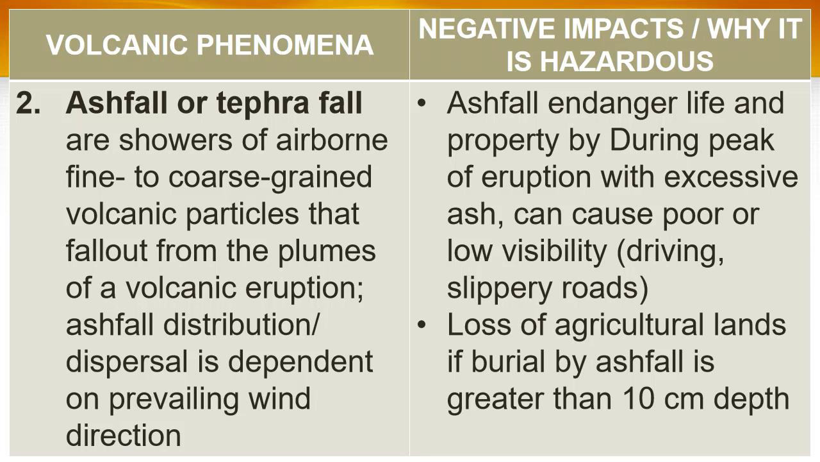Another volcanic hazard is the ashfall or the tephra fall. These are showers of airborne fine to coarse-grained volcanic particles that fall out from the plumes of a volcanic eruption. Ashfall dispersal is dependent on the prevailing wind direction. So the ashfall or tephra fall will go with the direction of the wind, whichever direction it is heading.